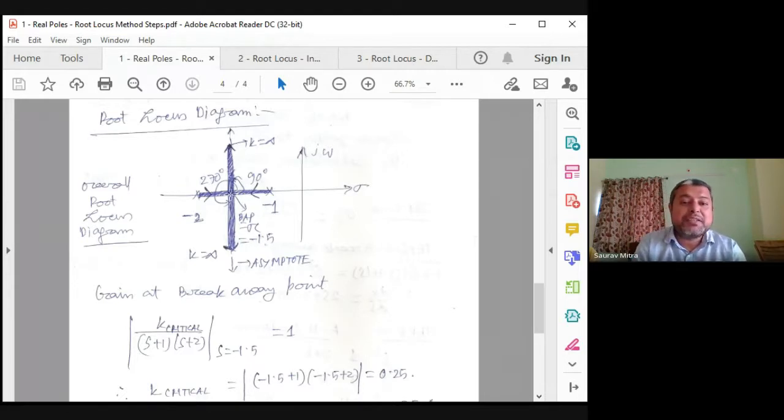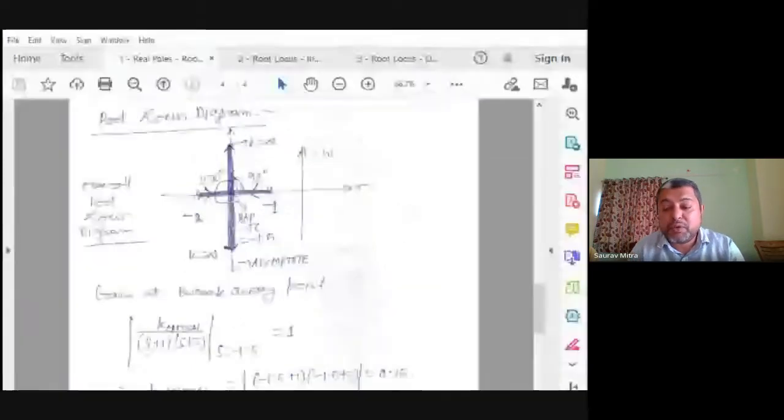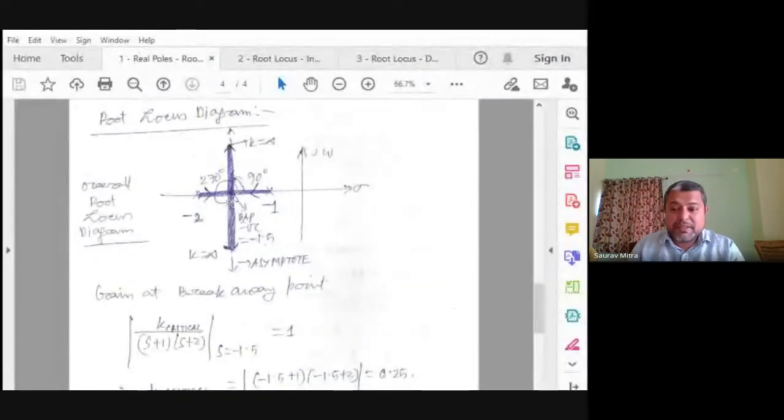K critical means when these 2 poles come and collide at a breakaway point. So when the 2 poles are at the same point, we have found that the breakaway point is at -1.5. That means for a certain gain, 2 poles are coming and colliding at one point, the breakaway point. That means the 2 poles meet and become one. Okay, and that is the point where the damping is equal to 1, which is called the critical damping case. And generally in critical damping, when zeta is equal to 1, we will find that the gain of the system is also equal to 1.